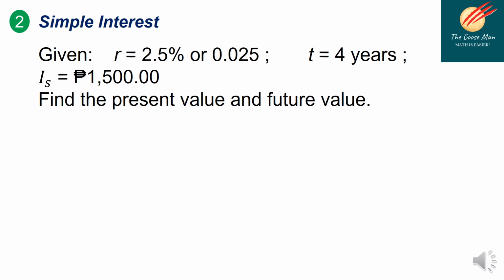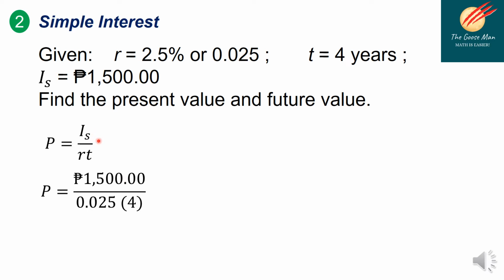Let's have another example. Given that the rate is equal to 2.5%, time is equal to 4 years, and simple interest is equal to 1,500 pesos, find the present value and the future value. Let's talk first about the present value. The present value is equal to simple interest divided by the rate times time. Take note that our simple interest is 1,500 pesos. The rate is 2.5% times 4. So, our present value is equal to 15,000 pesos.